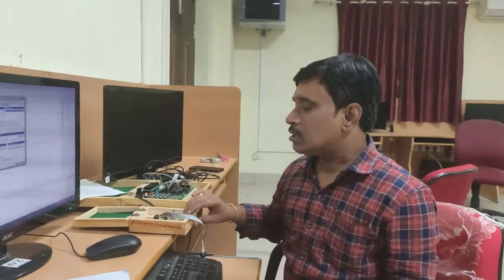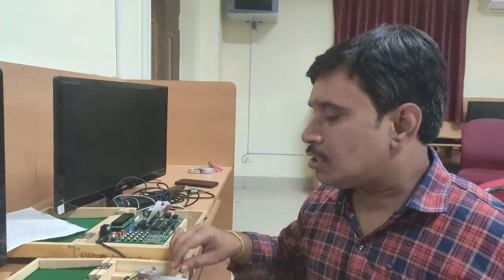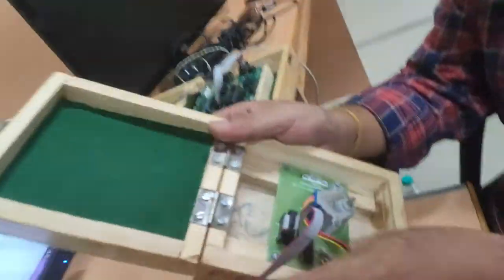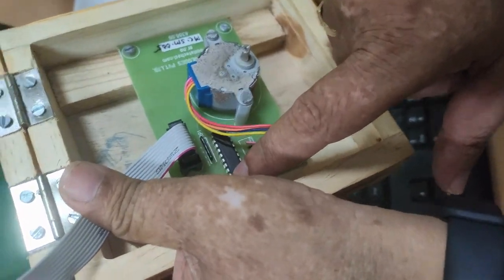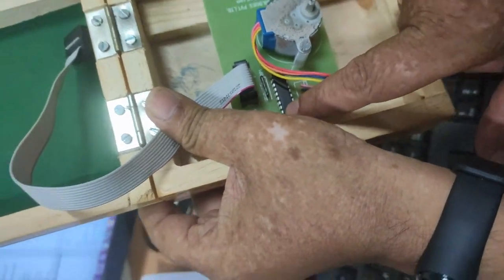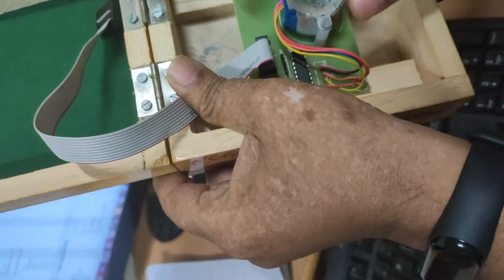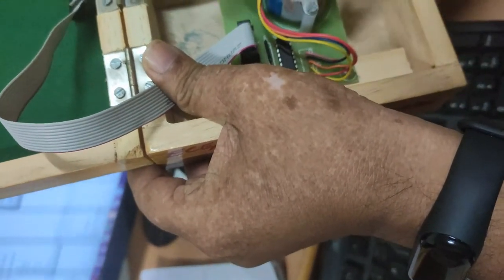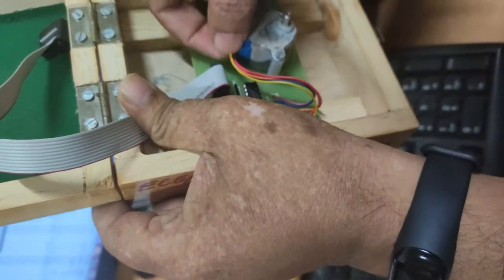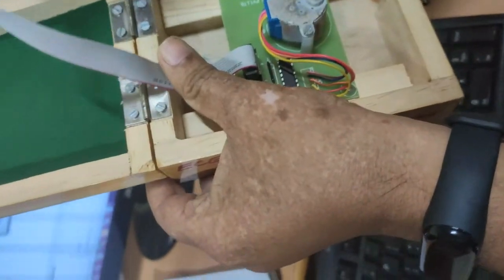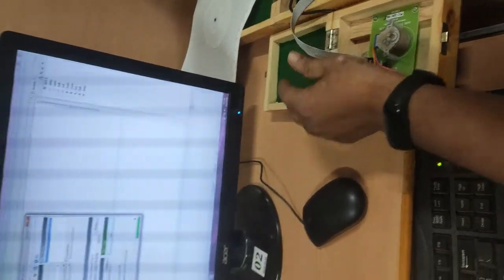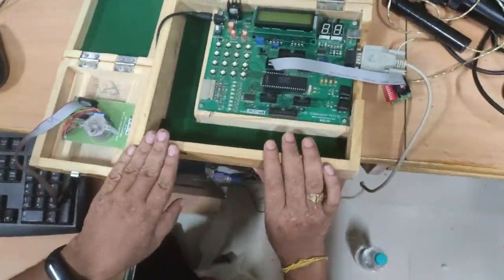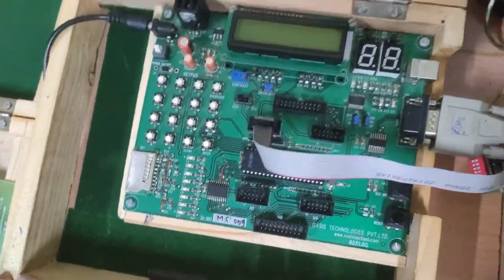Hello students, today we are interfacing the stepper motor to microcontroller. This is the stepper motor add-on. In this, the stepper motor, and this is the stepper motor driver IC. This IC drives the stepper motor, which is having 5 poles, and this bus is going to connect to your microcontroller kit. This is the microcontroller kit we are going to use in this lab experiment.